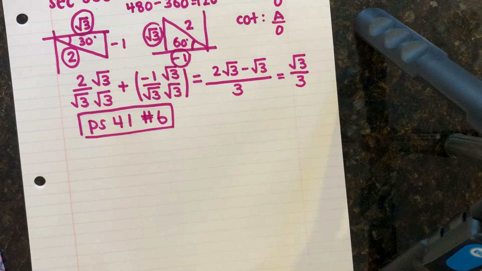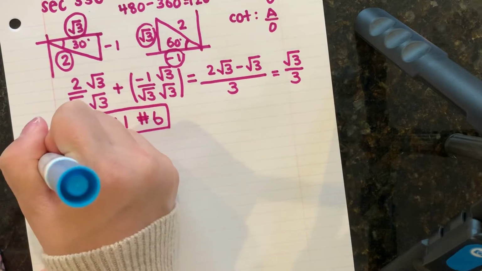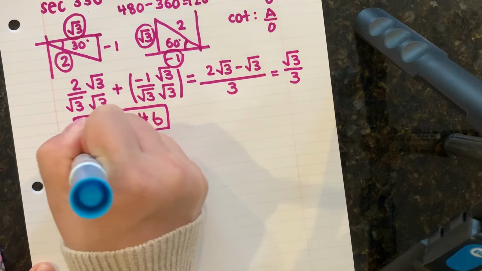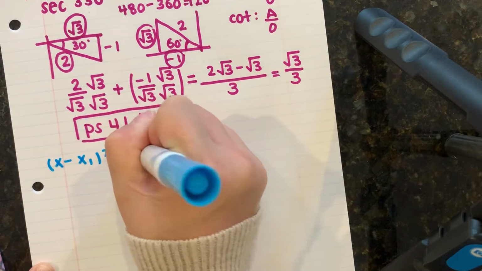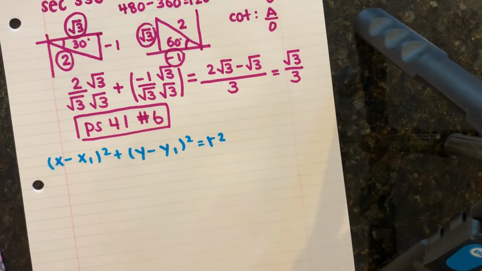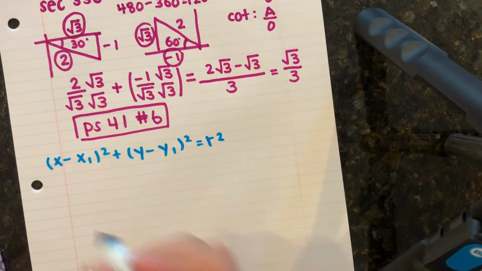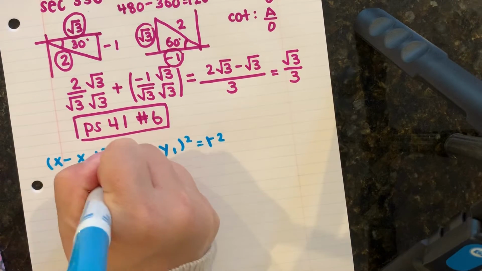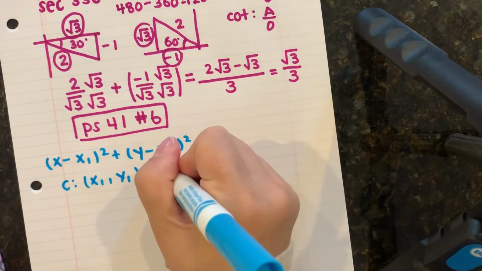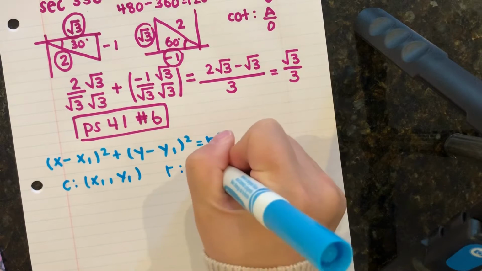Now the next one we're going to look at is circles, the equation of a circle. And we're going to be just looking at the standard form of the equation of the circle. Now the standard form of a circle is an equation that you have to memorize, and that's going to be x minus x1 squared plus y minus y1 squared equals r squared. Now my x1, y1 is the coordinate of the center of the circle. And your r is going to be your radius.